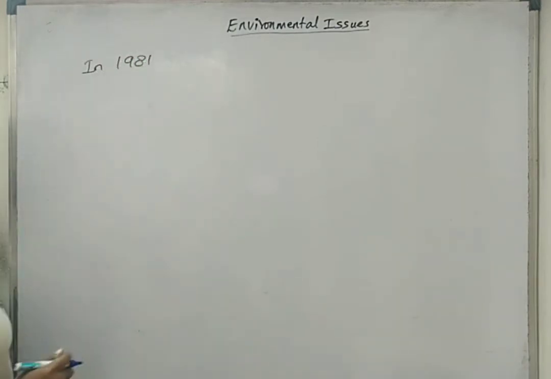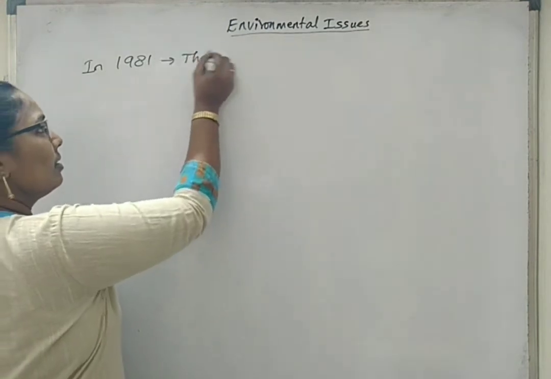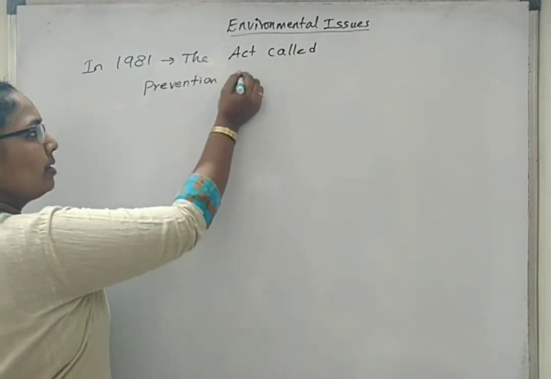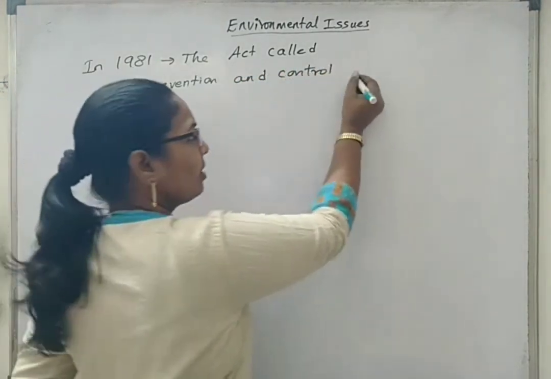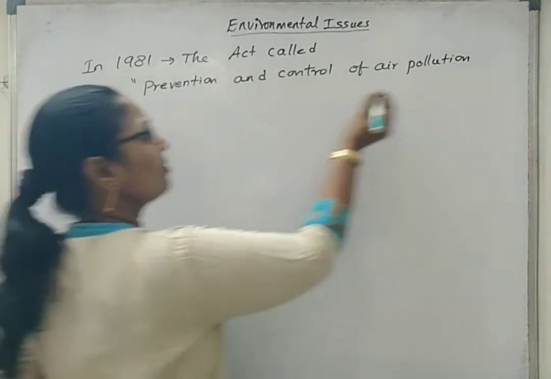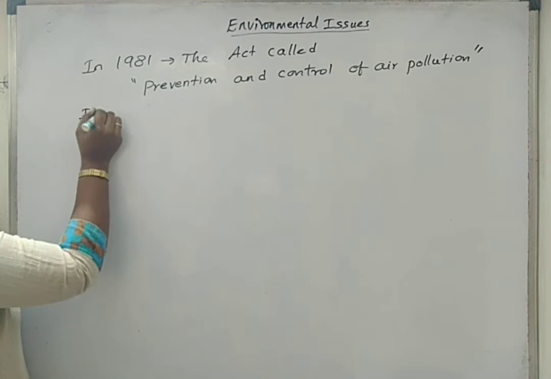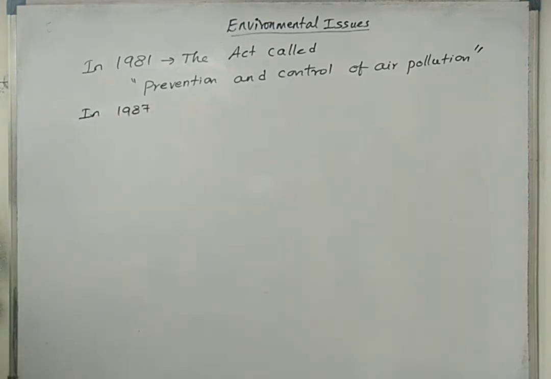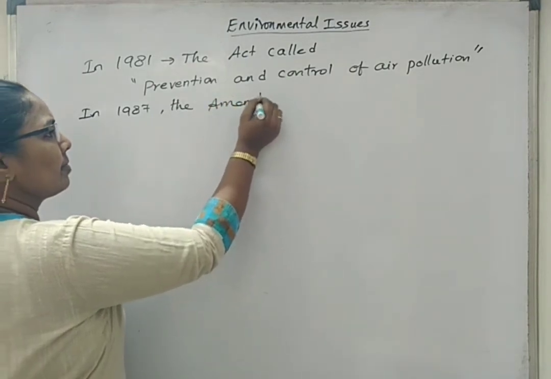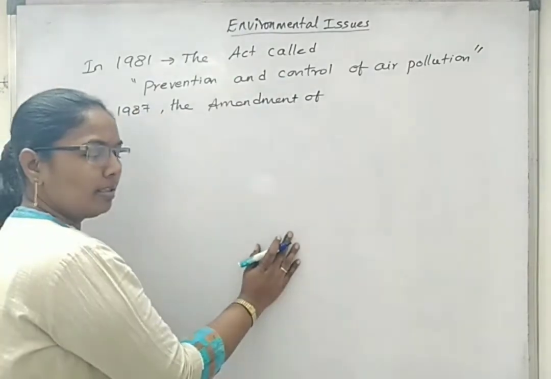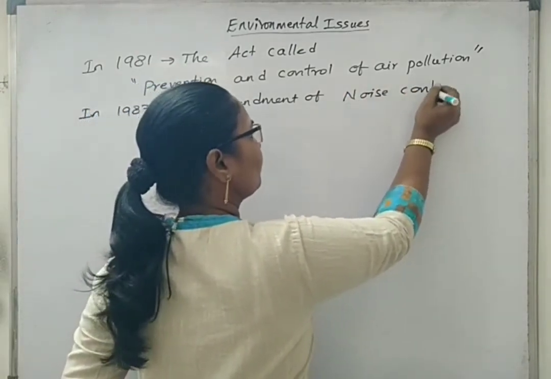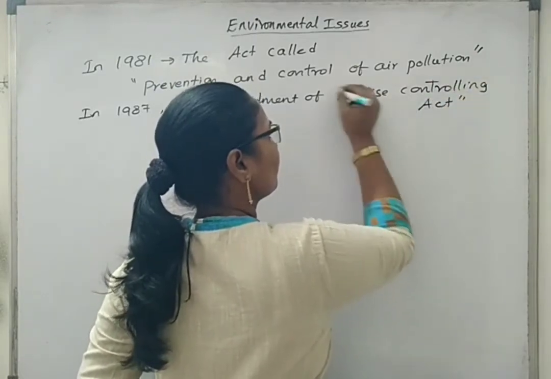In 1981, the act called Prevention and Control of Air Pollution was brought. Next, in 1987, the amendment for noise controlling was also brought in.